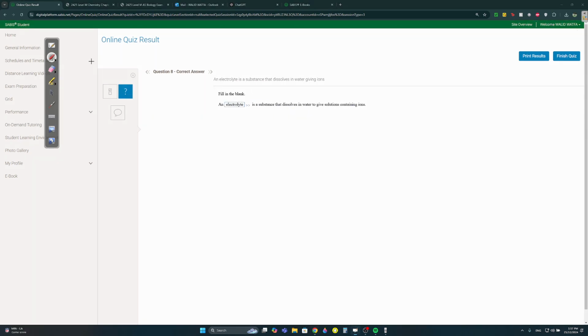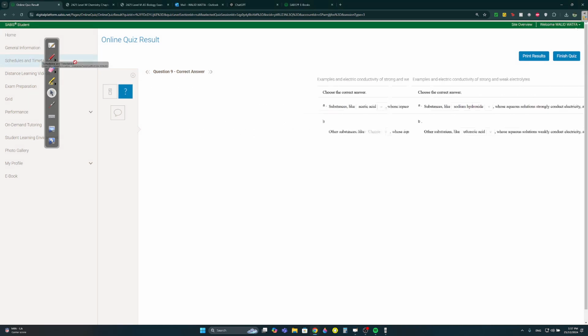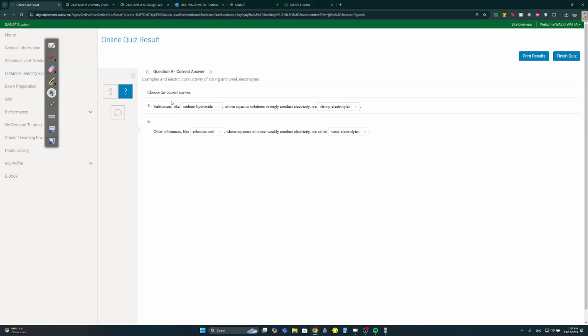Question 8. What is a substance that dissolves in water to give conducting ions? Guys, electrolyte. This is a good question, you should know it. Substances whose aqueous solutions strongly conduct electricity are what? From the choices, you're going to pick the strong electrolyte, or the strong base or acid. In this case, sodium hydroxide is a strong base.